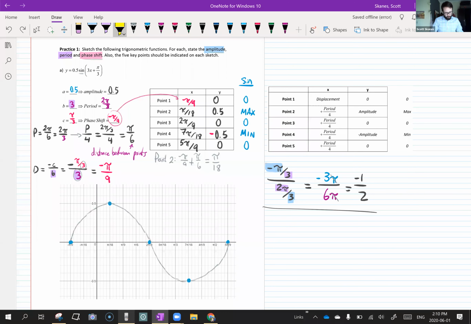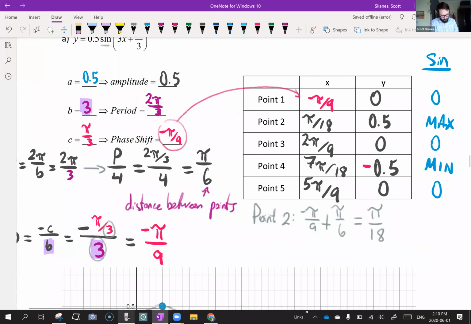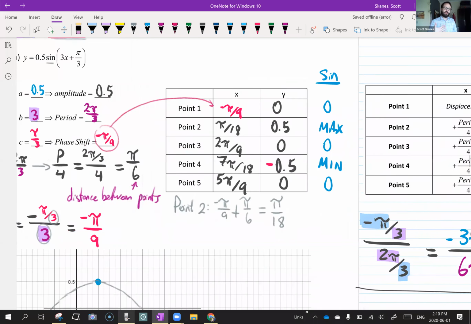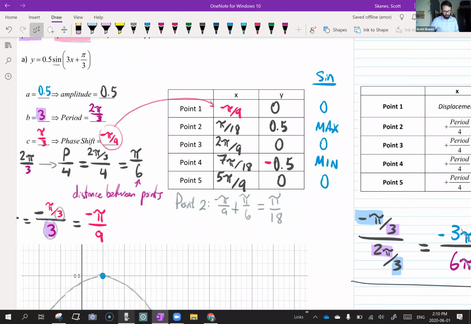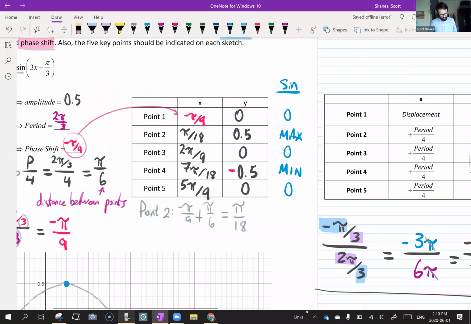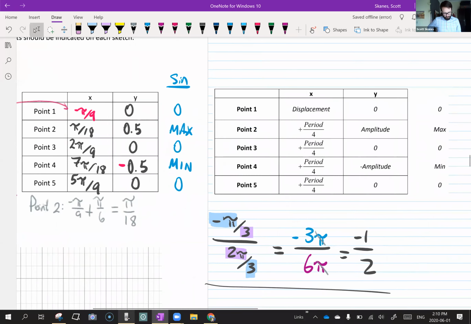What you need to go from one point to the other, to go from this point to the next point to the next point to the next point, you always add period divided by 4, right? So whatever your period is, divide it by 4, that's what you add. And it says that right here in the cheat sheet, okay? So let me give you an example of that.